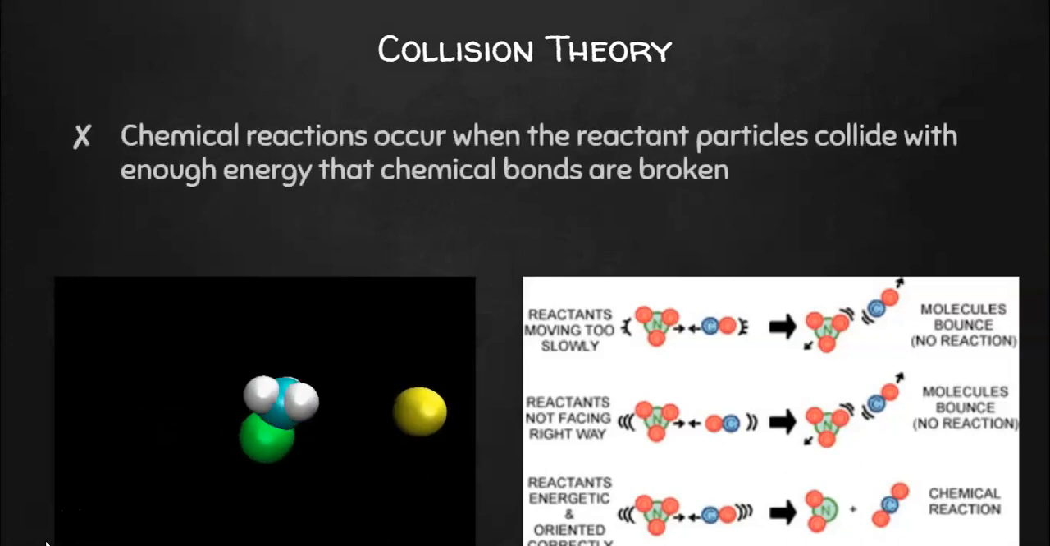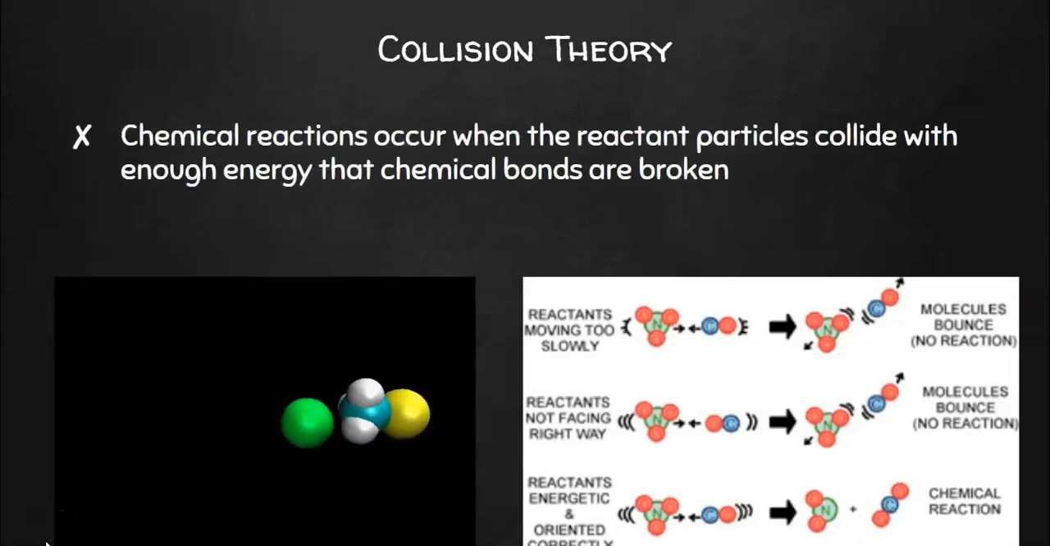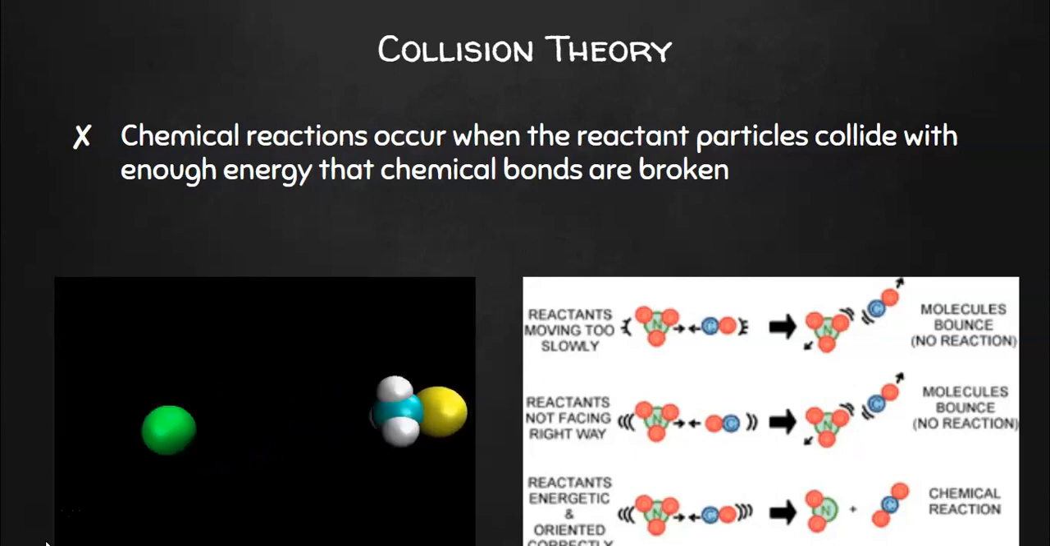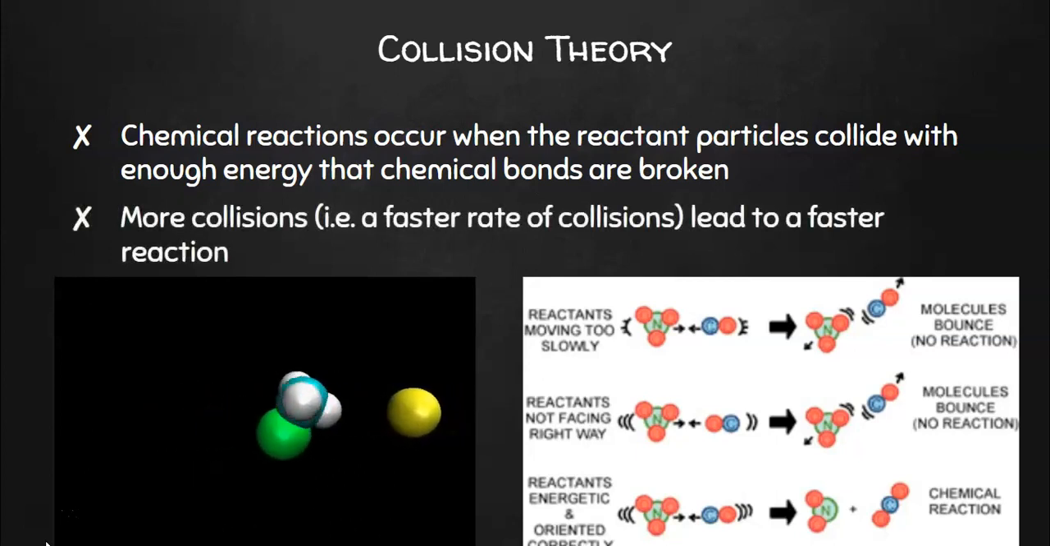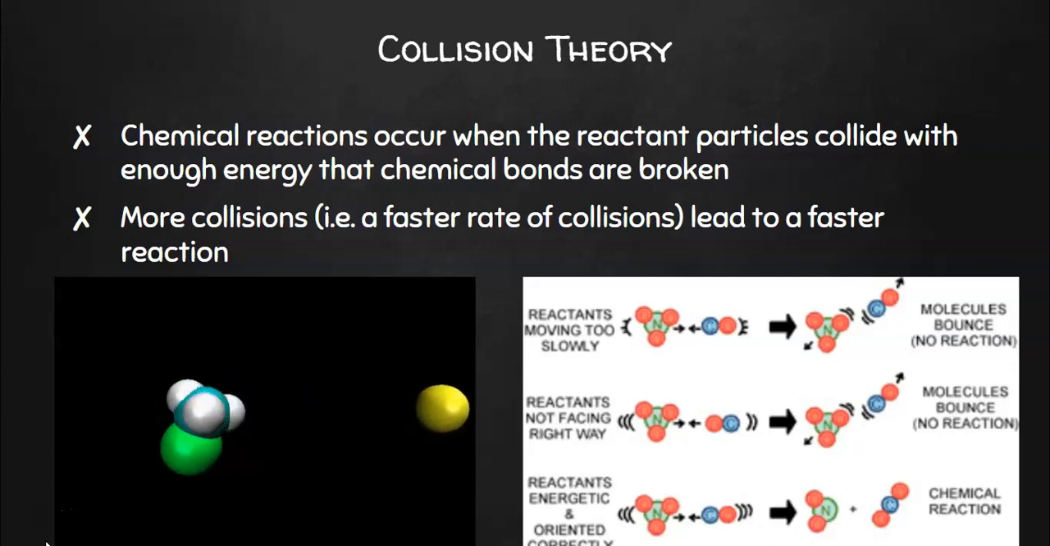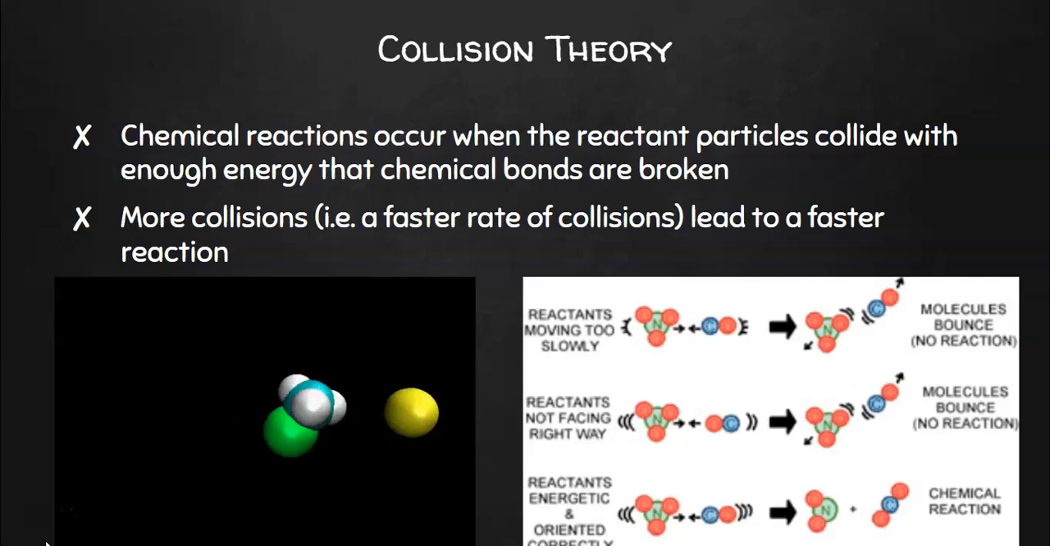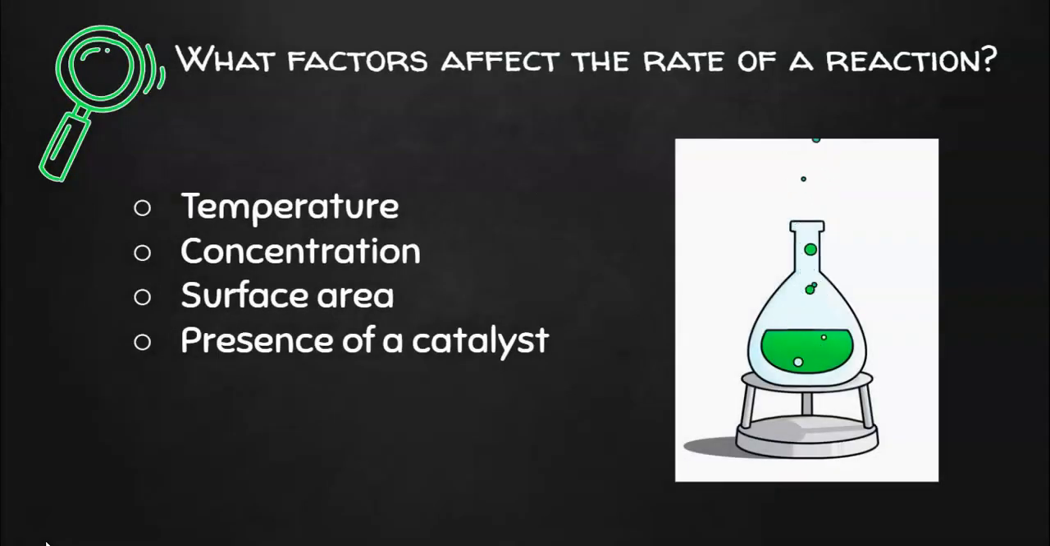Collision theory tells us that chemical reactions occur when the reactant particles collide with enough energy and also in the proper orientation so that chemical bonds can be broken. So if we have a faster rate of collisions, this will give us a faster reaction. The reactant particles colliding with each other more frequently would be a faster chemical reaction.